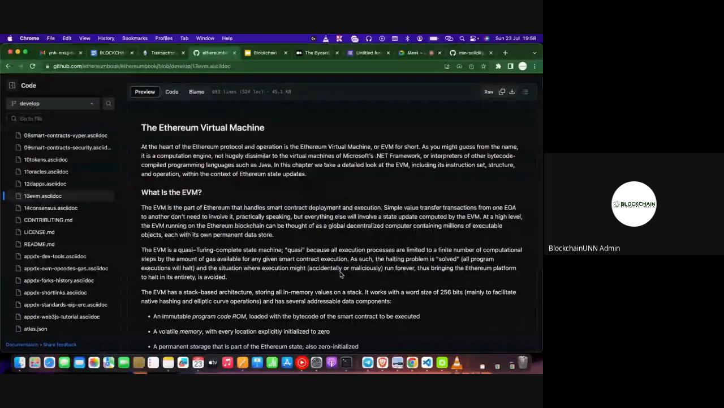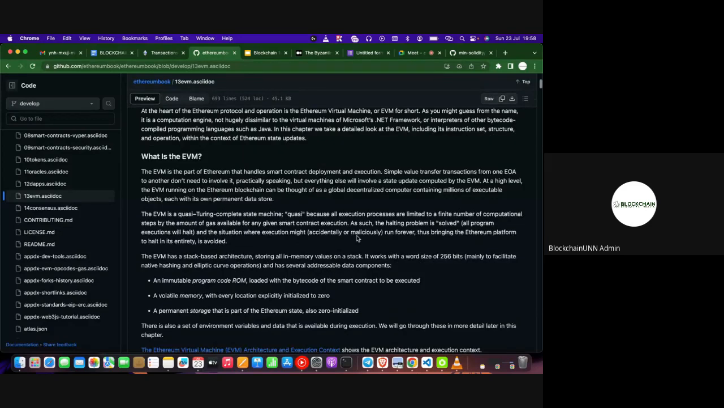So simple value transfers from one externally owned account to another would likely not involve it. We've not looked at externally owned accounts yet. We're going to be looking at them next, when we look at wallets, which is going to be one of the last things we look at today. But every other computation, anything else on the Ethereum blockchain that involves a state update, is mostly computed by the Ethereum virtual machine.